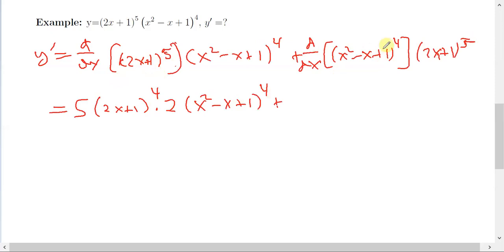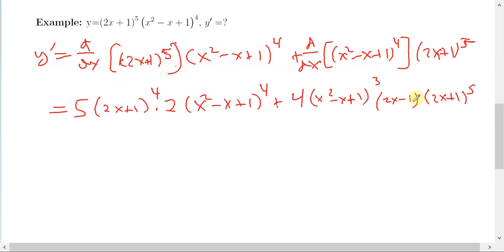Next, taking the derivative here, again it's going to be a chain rule. The outside function is blank to the 4th, so it's going to be 4 blank to the 3rd. Put the inside function back in, x squared minus x plus 1, and then multiply by the derivative of the inside function. Again, I think I can do that without having to rewrite it. The derivative of the inside function is 2x minus 1. And then this 2x plus 1 to the 5th was there from the product rule that we originally applied.